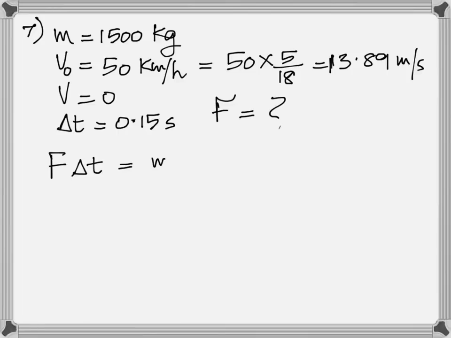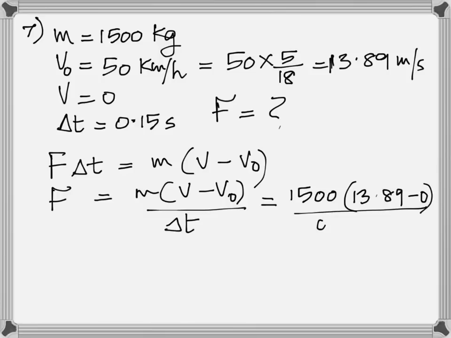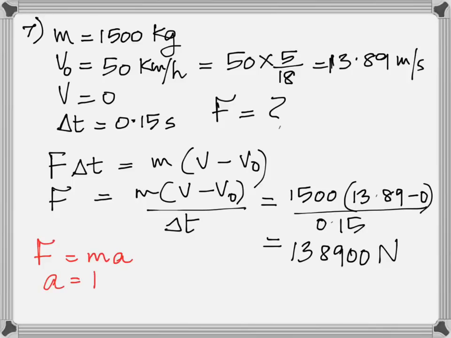Again, use F delta T is mass times change in velocity. Put them together, and you get the formula for force, like I've written here. Mass times change in velocity by time. Same thing. Plug in the numbers, you get 1500 times 13.89 divided by 0.15. And the answer is 138,900 newtons.